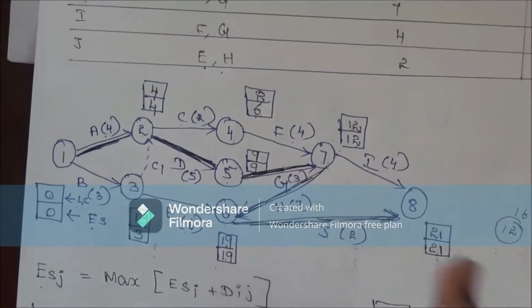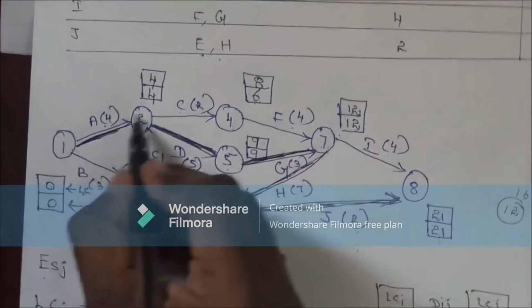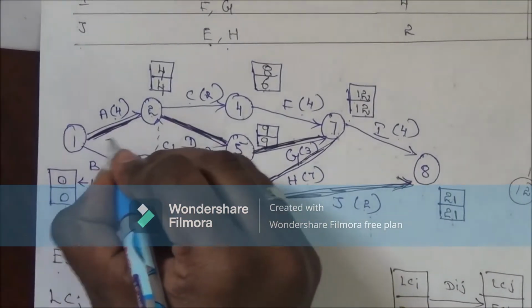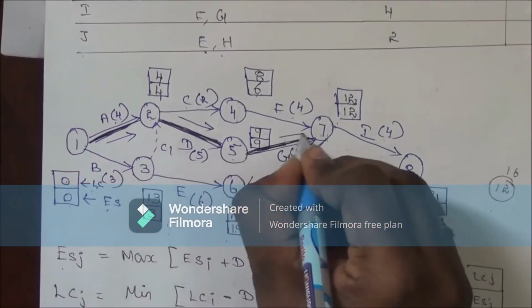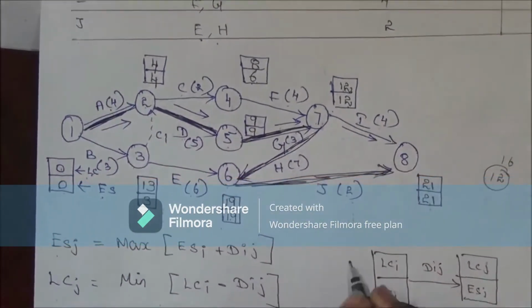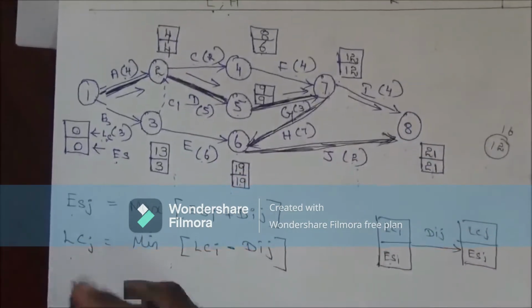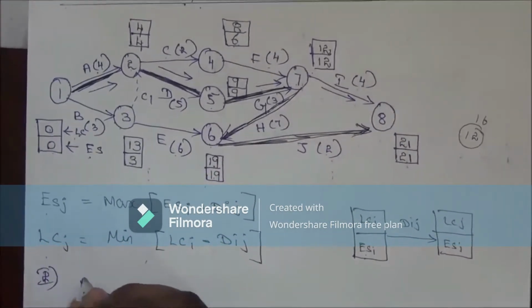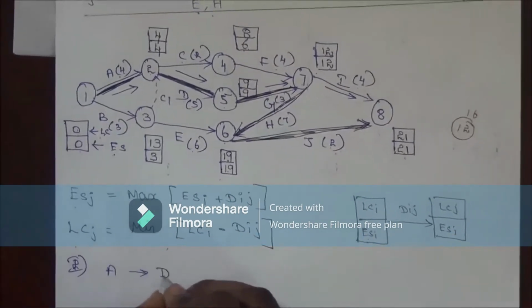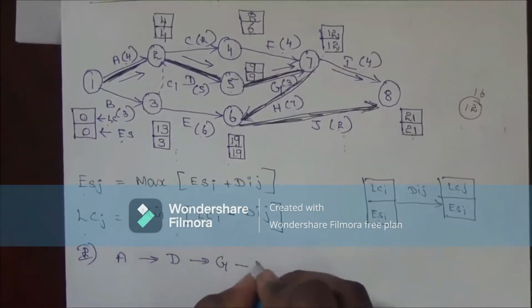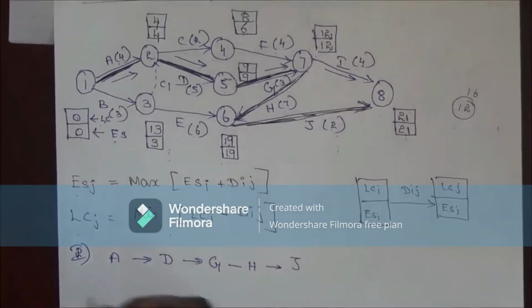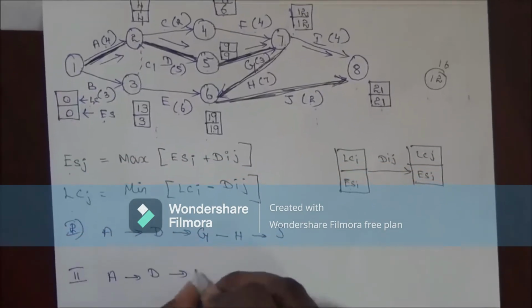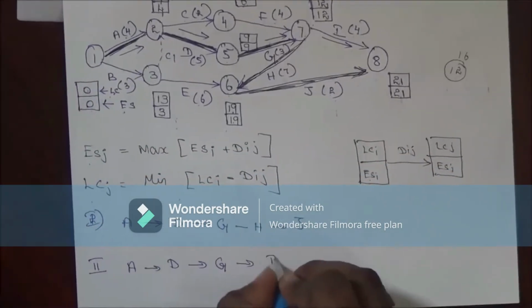In this network diagram, we have two critical paths. One, this path. The second one is the black one. But we have to write the two critical paths. The first one is A to D, D to G, G to H, H to J. The second critical path is A to D, D to G and G to I.